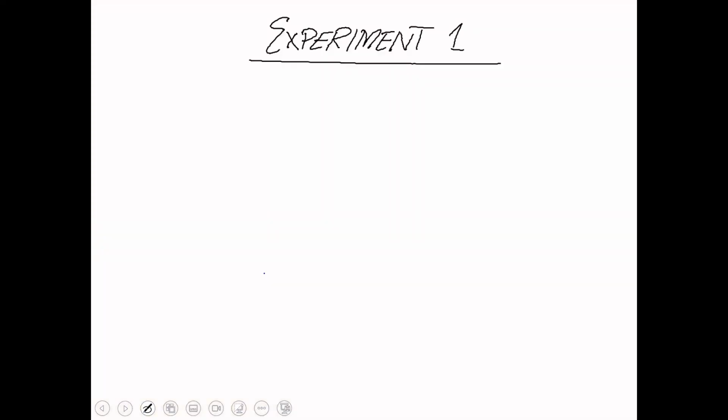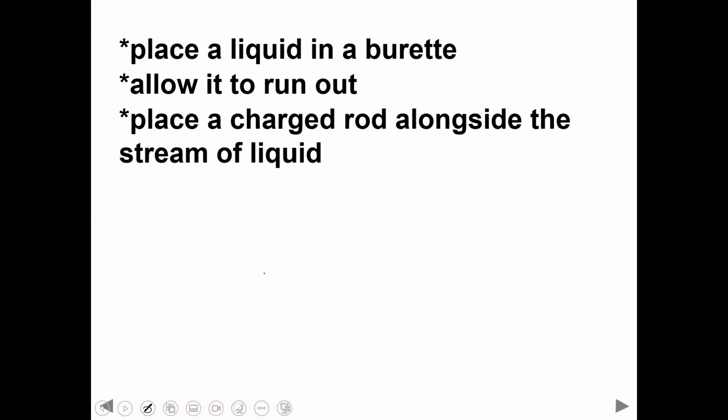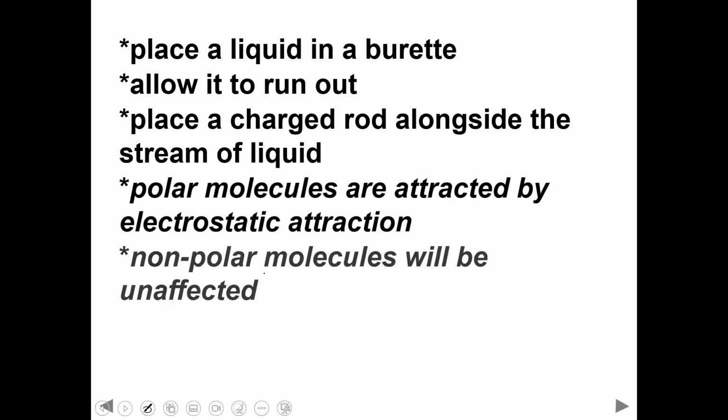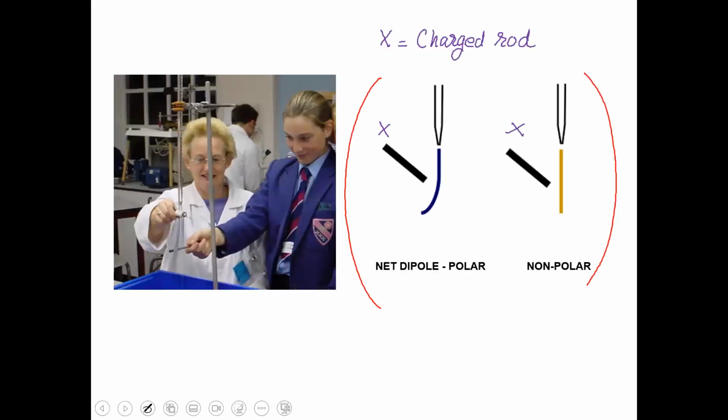Now, experiment number 1: place a liquid in a burette, allow it to run out, and place a charged rod alongside the stream of the liquid. Look at this. Polar molecules are attracted by the electrostatic attraction, and non-polar molecules will be unaffected. Look at this flow. If a molecule is polar and you draw it from the burette, look at this diagram, it will bend. And if the molecule is non-polar, it will go straight.